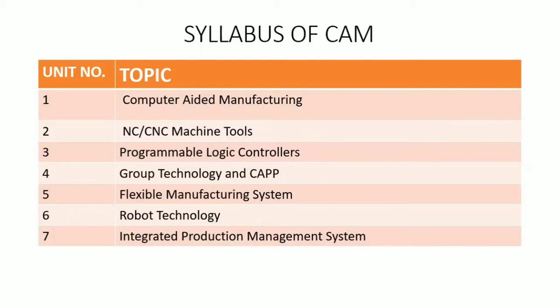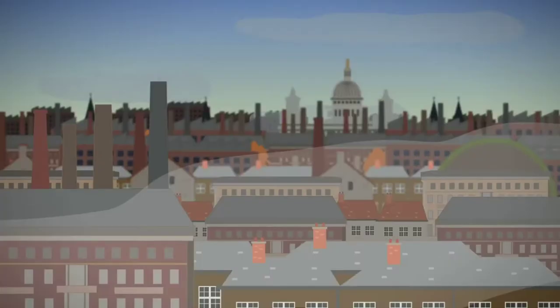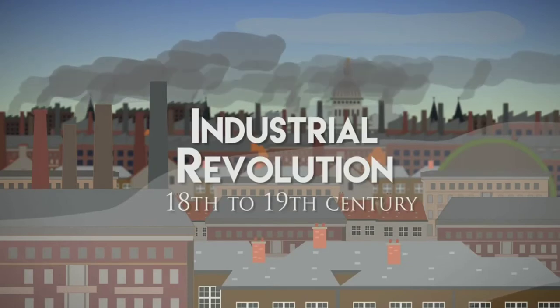Now, in unit number 1, computer-aided manufacturing, there are different contents you have to learn in this lecture. That is the industrial revolution, introduction of CAM, objectives of CAM, scope of CAM, and computer integrated manufacturing. Okay, before starting this first unit, industrial revolution, let us see one video. Industrial Revolution, 18th to 19th century.